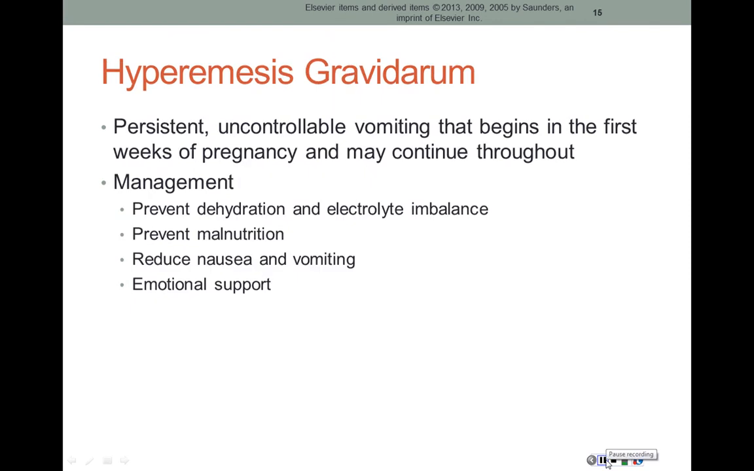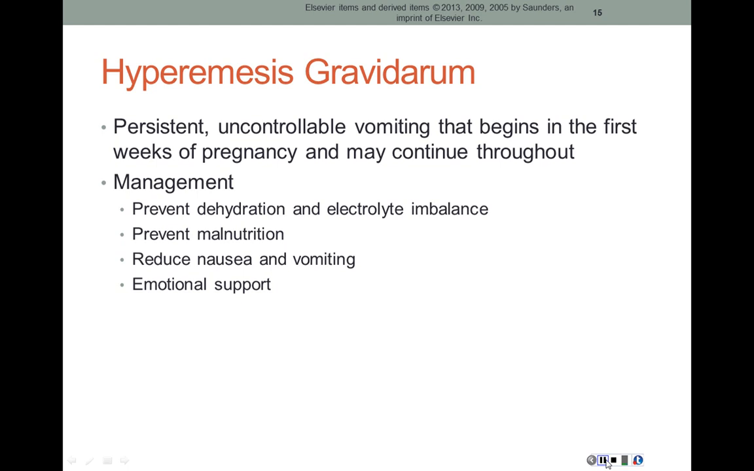Okay, hyperemesis gravidarum. This is persistent, uncontrollable vomiting that starts in the first weeks of pregnancy and continues. It doesn't go away in the second trimester. So what we have to do is manage mom. We have to prevent dehydration, because if she's throwing up, she's not going to be drinking a lot. So she's going to have dehydration. She's going to have electrolyte imbalances. If she's throwing up, she can't eat, so she's going to have malnutrition.